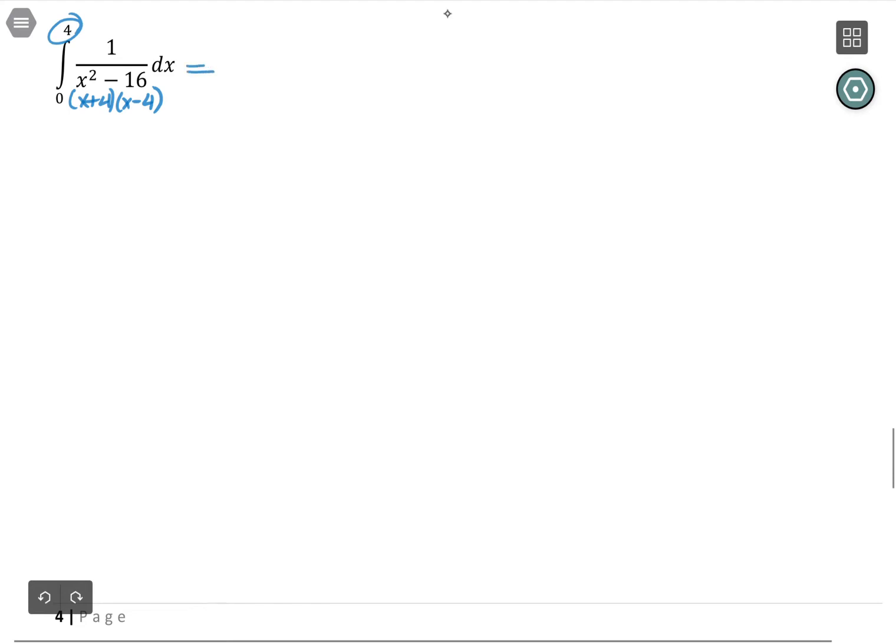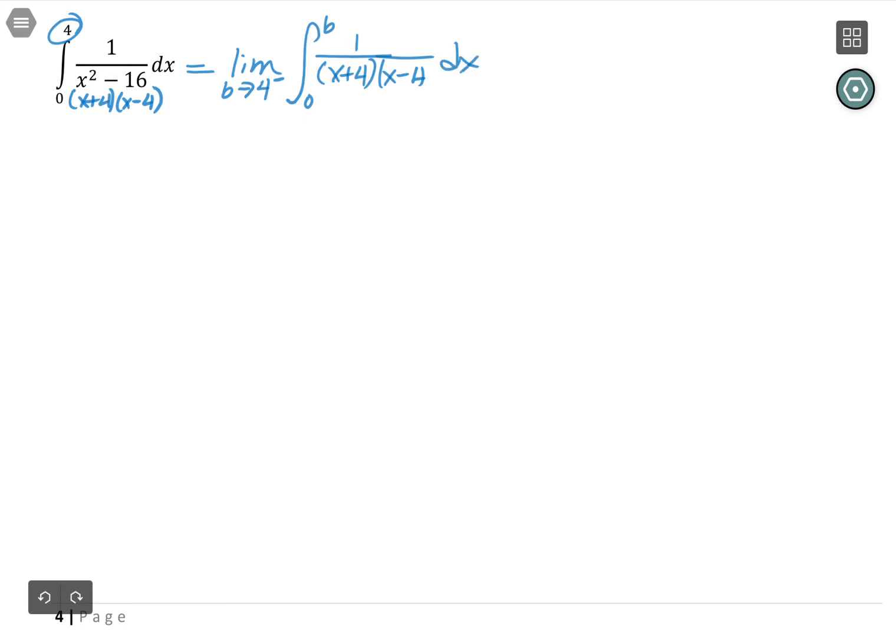So we're going to want to stop short of 4. I'm going to go ahead and use a variable to do that. We're going to stop at b, and we're going to imagine b is just a little bit smaller than 4, and then we're going to sneak up on 4 from the left. So this is x plus 4, x minus 4. And now we're ready to actually integrate.